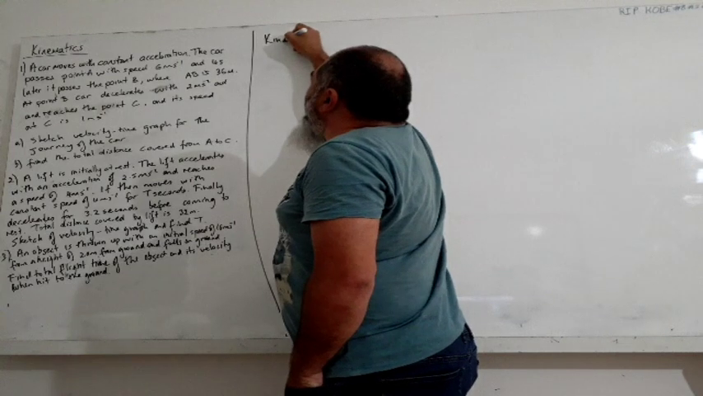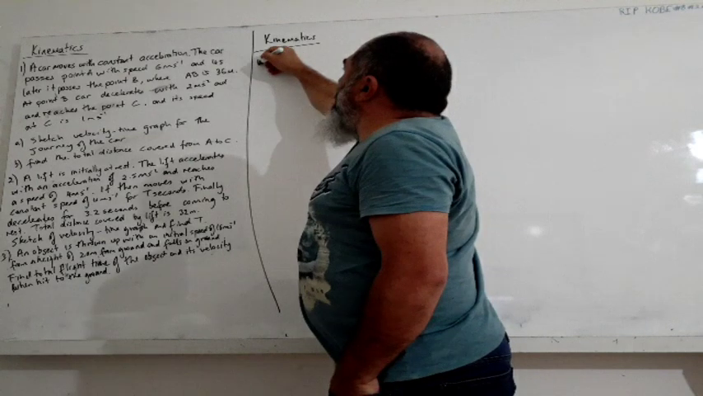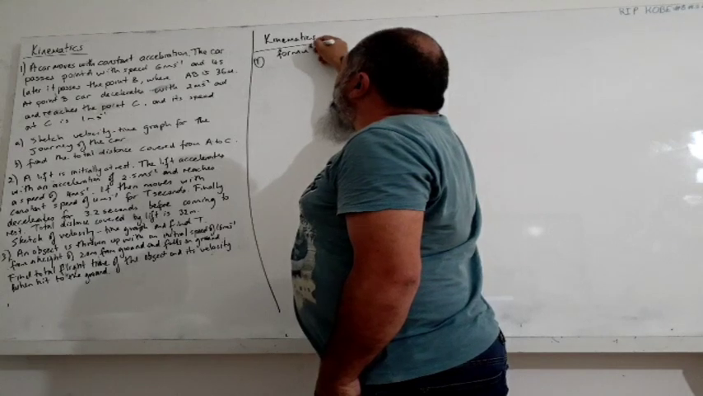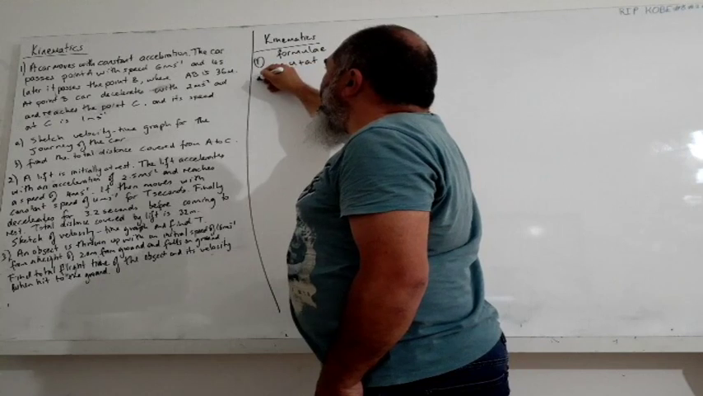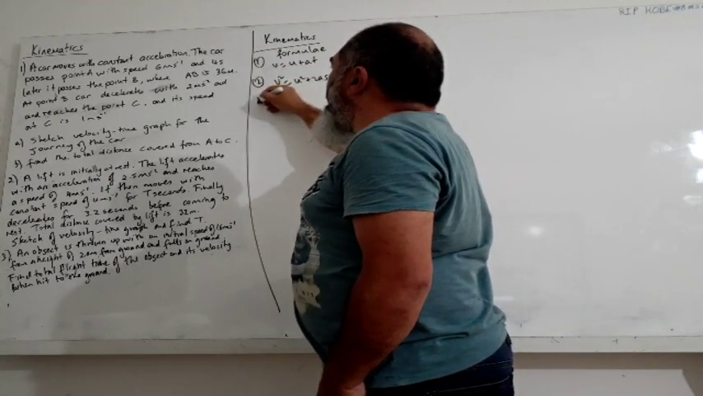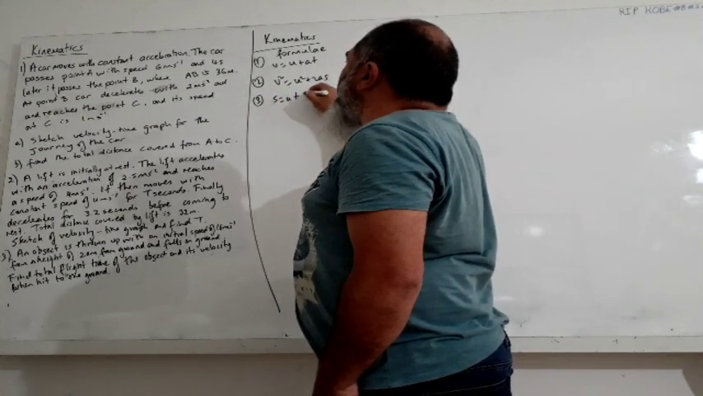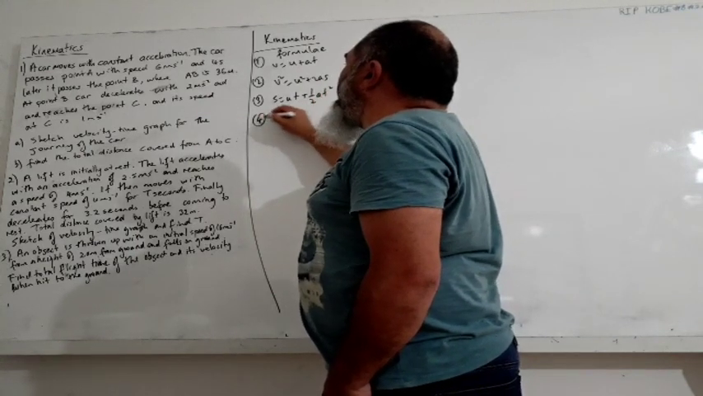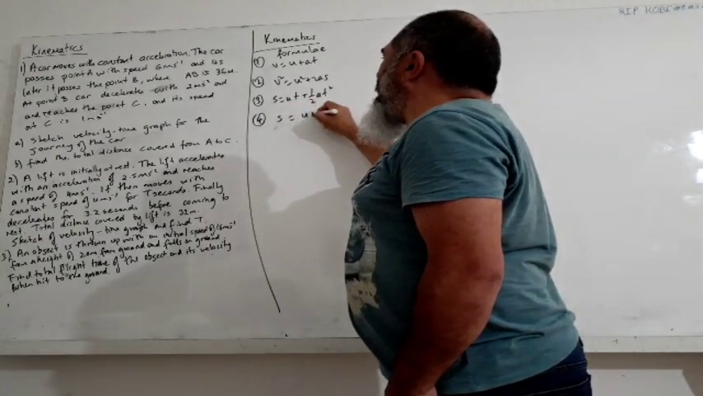So, in kinematics, we have four basic formulas. The first one is V is equal to U plus AT. The second one is V squared is equal to U squared plus 2AS. The third one is S is equal to UT plus 1 over 2 AT squared. And the fourth one is S is equal to U plus V over 2 times T.